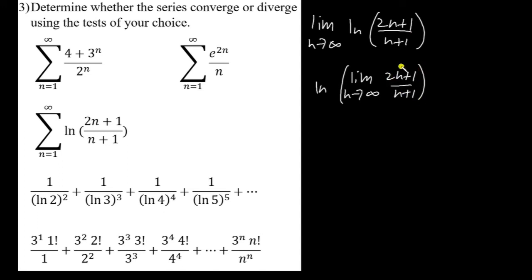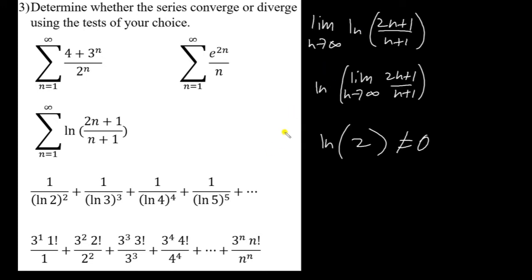So since the powers are the same for the n's, I'll be looking at the coefficients. So we have 2 here, we have a 1 here. That means that the natural log of 2, right? It's going to be the ratio of the coefficients, 2 over 1. So the natural log of 2, and this is not equal to 0. Okay, so this limit is not equal to 0, so that means our series will diverge by the nth term test again.